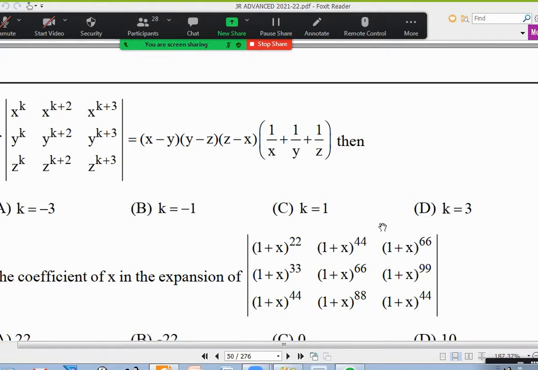Sir, we can take x power k, y power k, and z power k common. Okay. Then we get 1 x square x cube, 1 y square y cube, and 1 z square z cube. Then you want to get xy plus yz plus zx by xyz. Oh, that's good. Yeah, that's good. Okay, x minus y into y minus z into z minus x into xy plus yz plus zx. Yeah, that's very good.